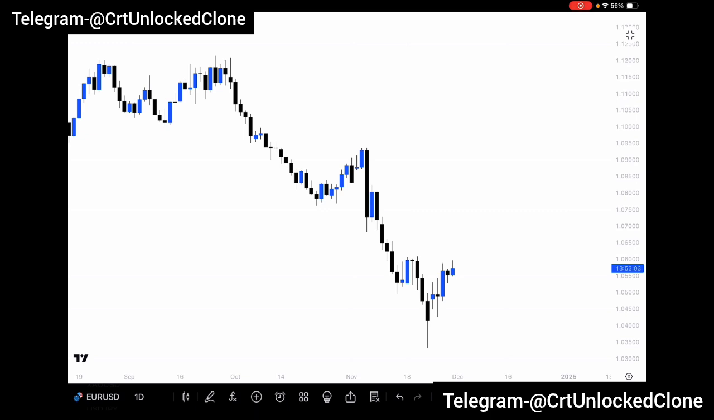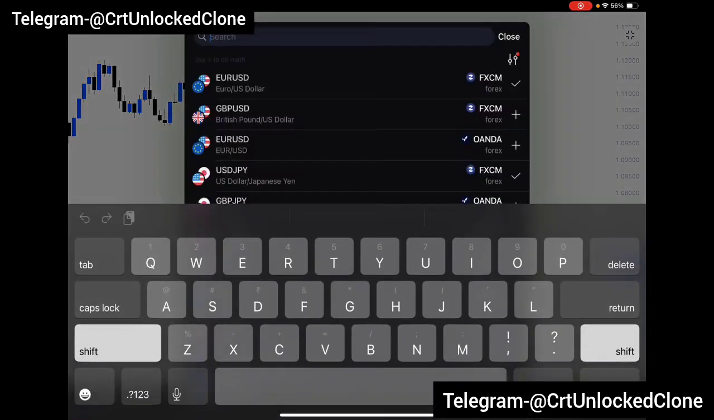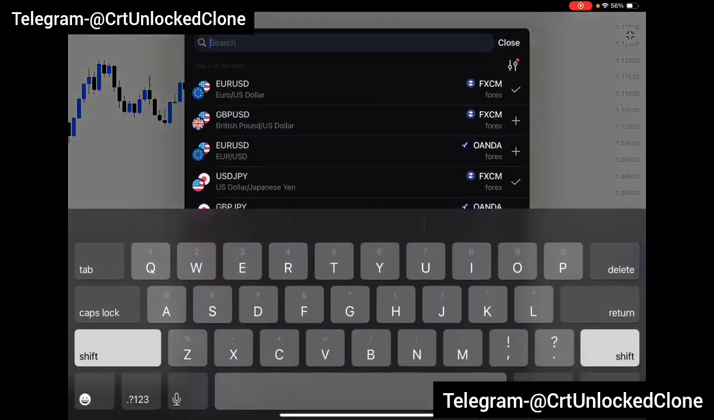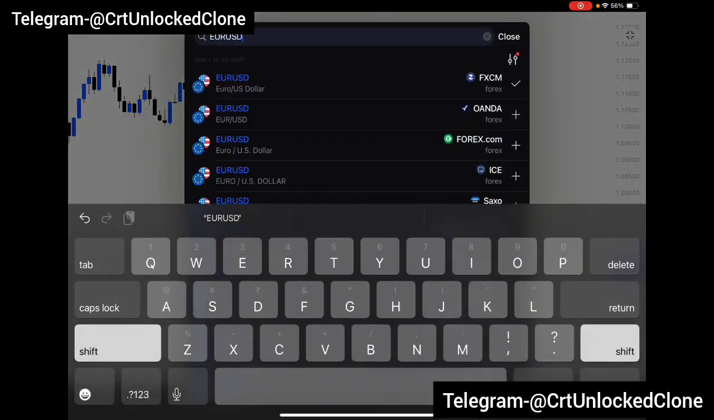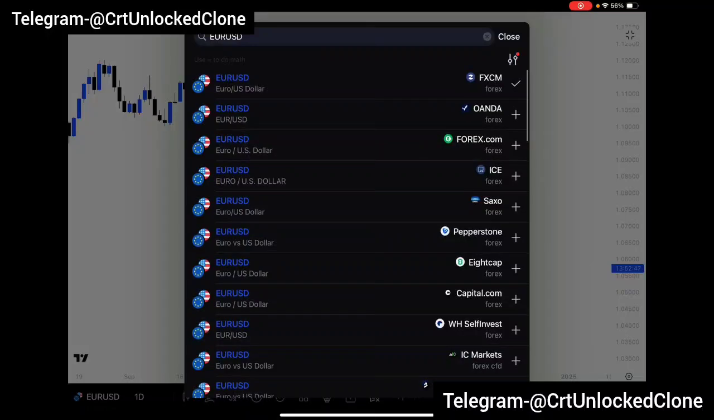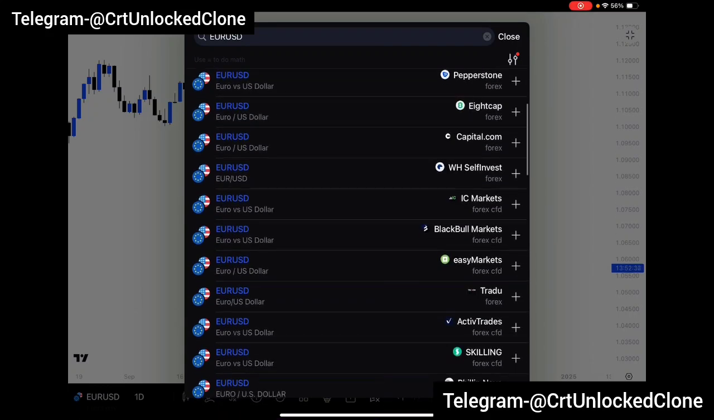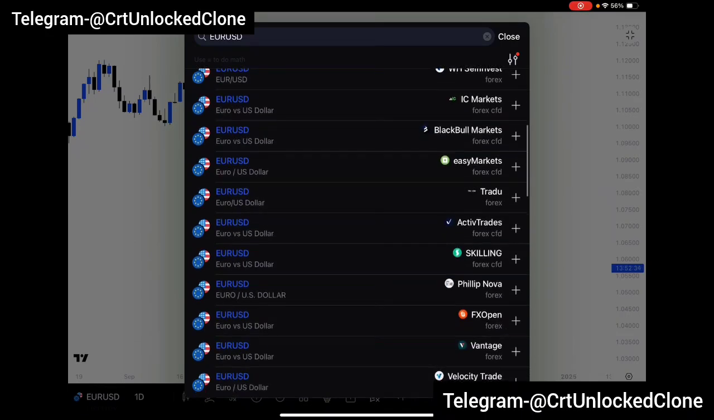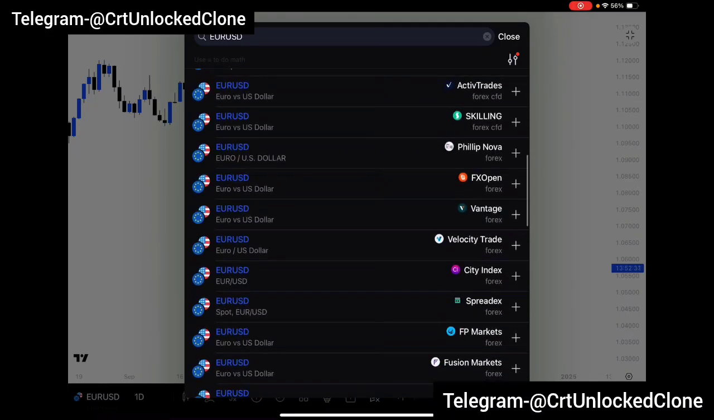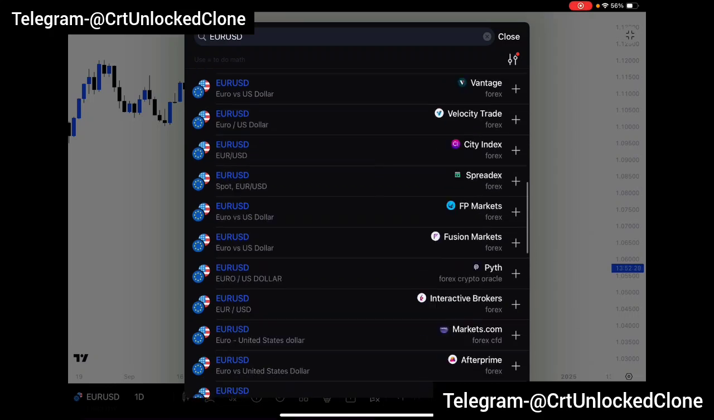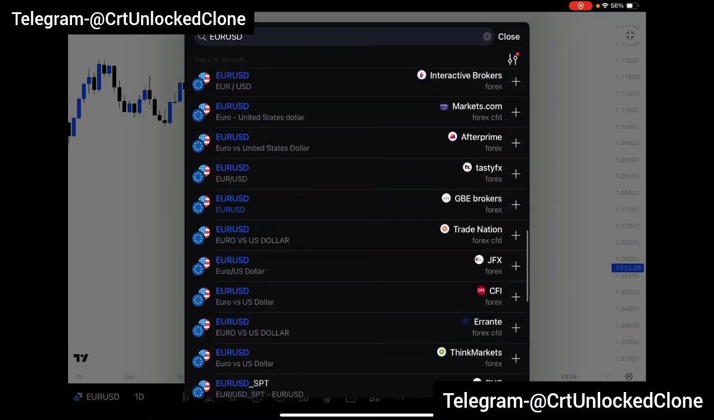At first, I'll show an example for you guys, don't worry. If you search the EUR/USD pair here, you can see so many brokers, right? For example, FXCM, OANDA, Forex.com, ICE, etc., Pepperstone, Eightcap, Capital.com, IC Markets, Blackbull Markets, Tradovate, ActiveTrader, Skilling, Blueberry, FX Open, Vantage, Velocity Trade, City Index, Pretex, FP Markets, Fusion Markets, etc.